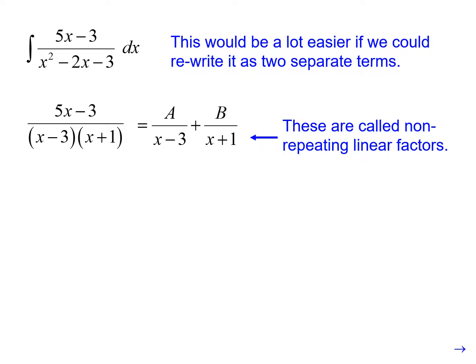They're non-repeating because they're both different. We don't have two x minus 3's. And they're linear because there are no exponents. And the good news for us is these are the only types of partial fraction problems we're going to have to deal with.